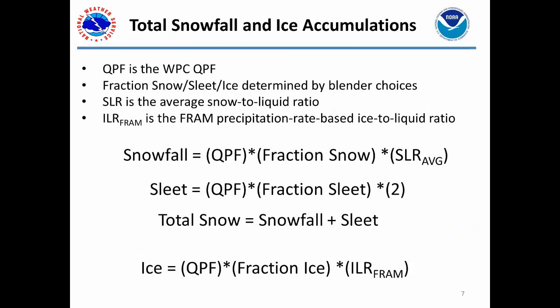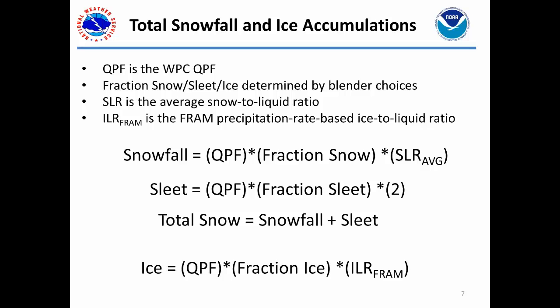So just to summarize, this is how we arrive at our total snowfall and ice accumulation. First, just to start off with a few definitions. Here, the QPF is WPC QPF. The fraction of snow, sleet, or ice are those fractional precip amounts predicted by the blender choices. The SLR is that average snow-liquid ratio, and the ILR is the Fram-based precipitation rate ice-liquid ratio.